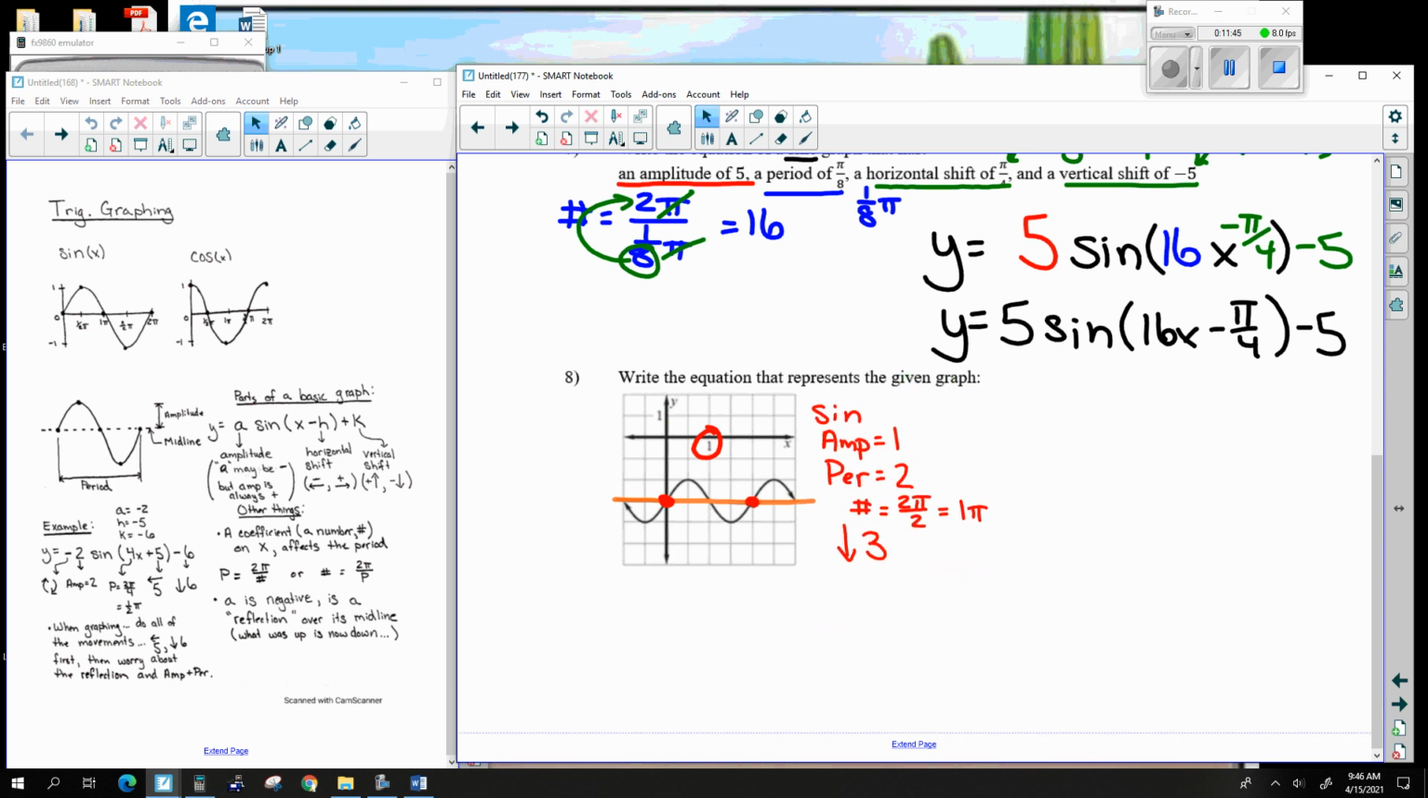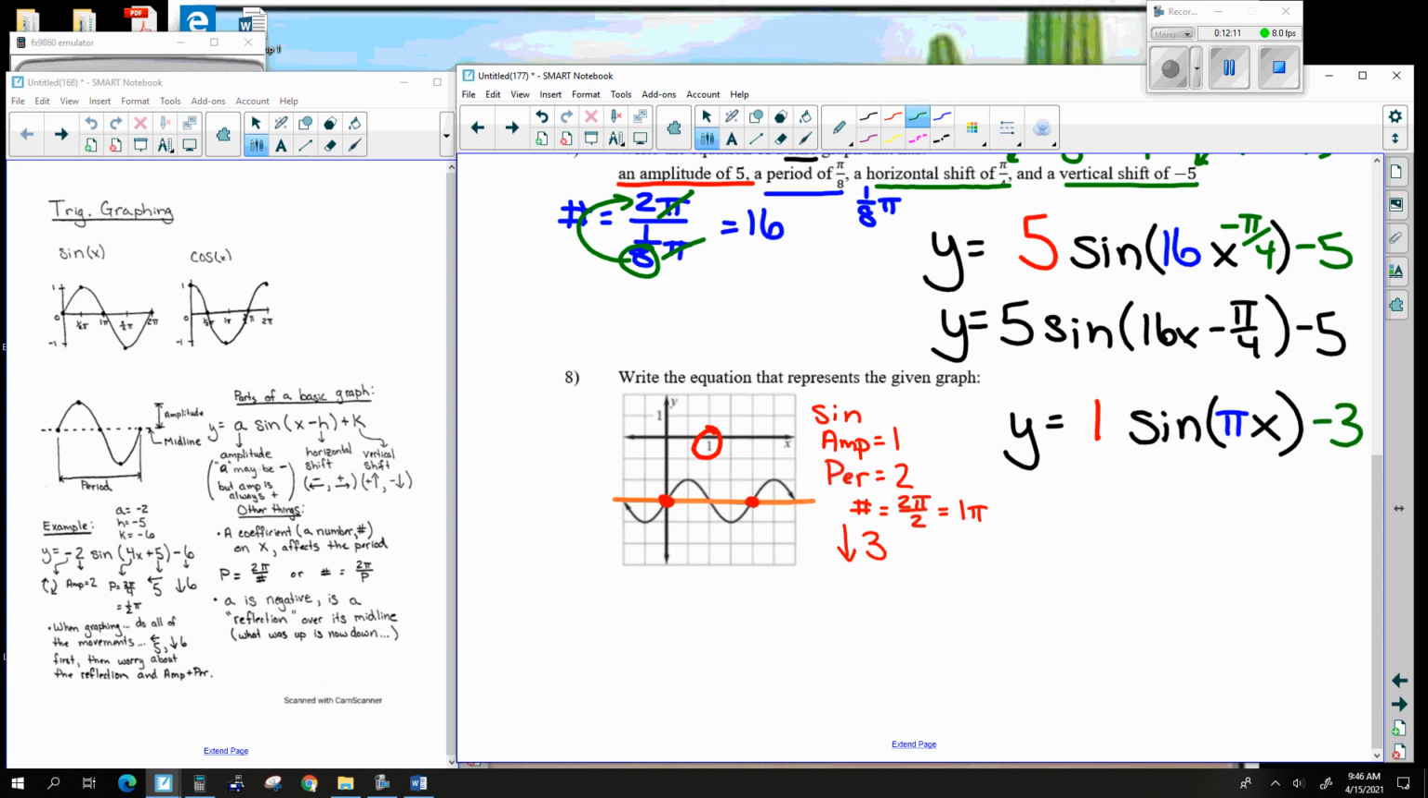So here we go with the equation. All right, so this is a sine graph. So y is equal to sine. All right, so we have an amplitude of 1. Period of 2, which results in an inside number of 1 pi, and it's down 3. So that's going to be an outside minus 3. Again, you don't have to represent ones, so this is going to be sine pi x minus 3.